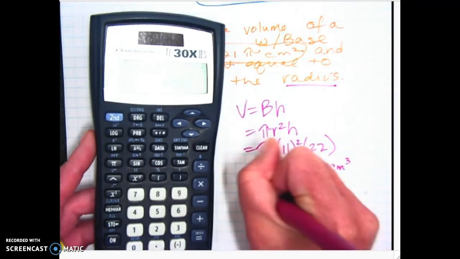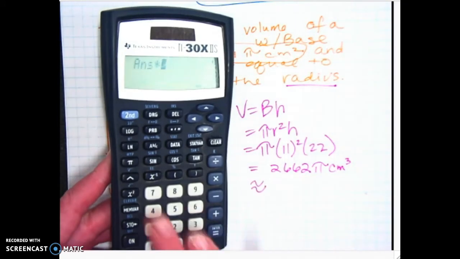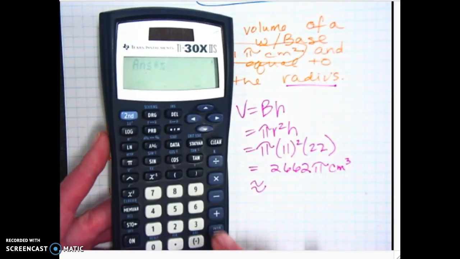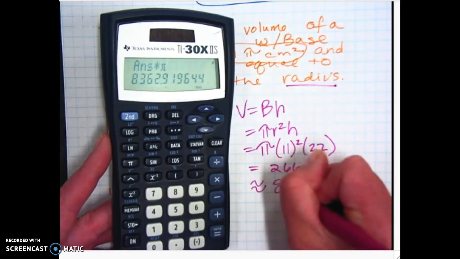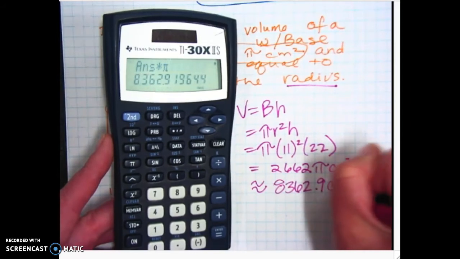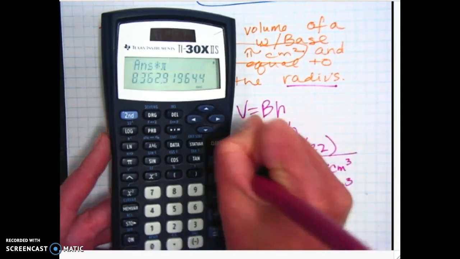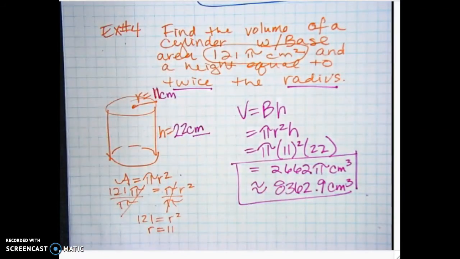Now we need our decimal answer. So again, don't clear it, just leave it in there. Hit times the pi button. We've got 8,362.9, and there's a 1 next to it, so it stays. And there's your 2 answers. Okay. Any questions on example 4? Awesome. All right.